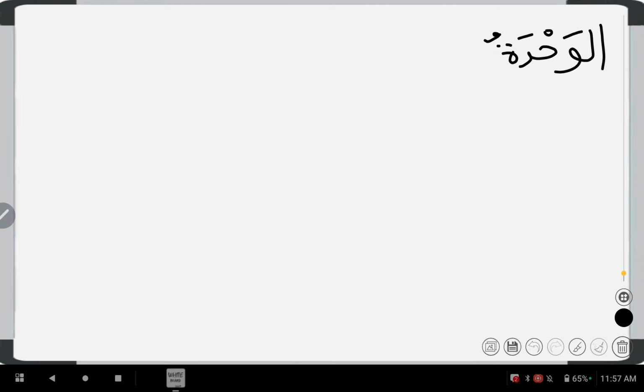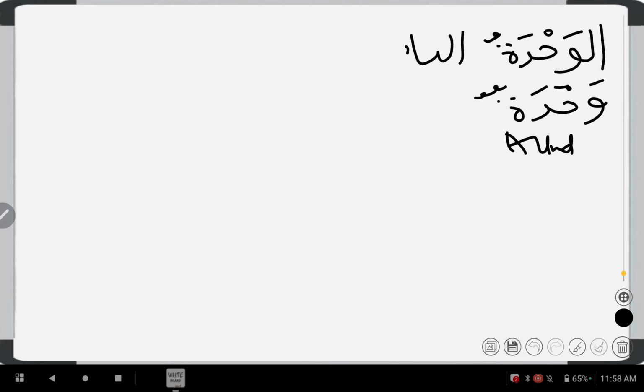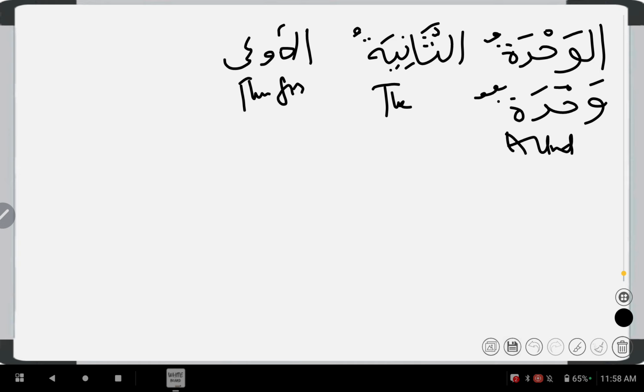Al-wahdatu means the unit. Wahdatun means a unit. Athaniyatu, athaniya, that means the second. Al-ula means the first. So al-wahdatu thaniya, the second unit. So that's what we have.